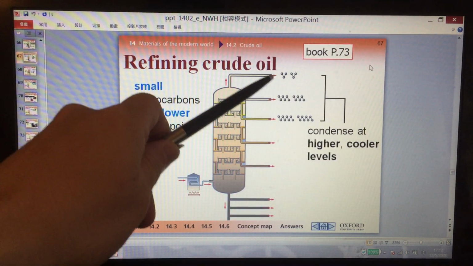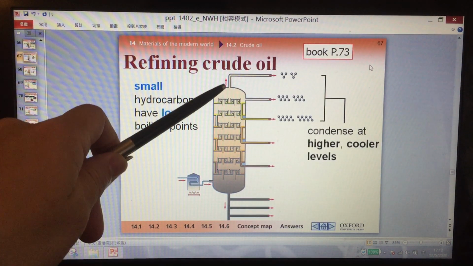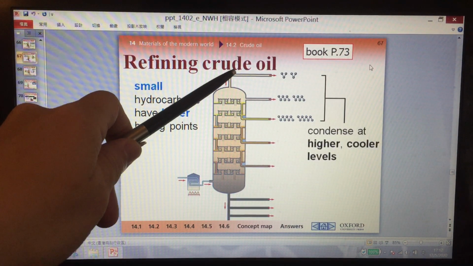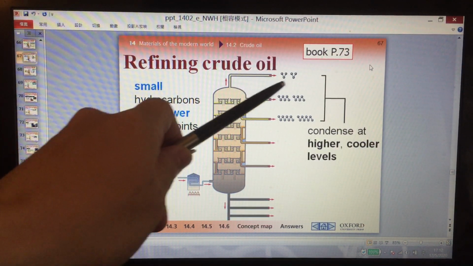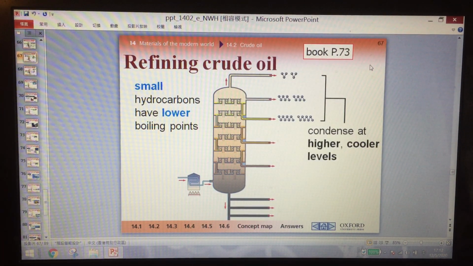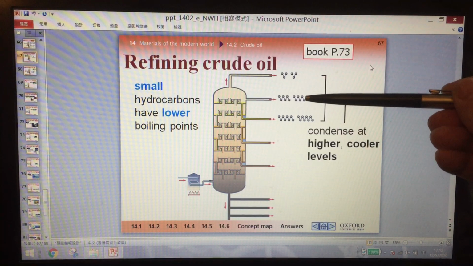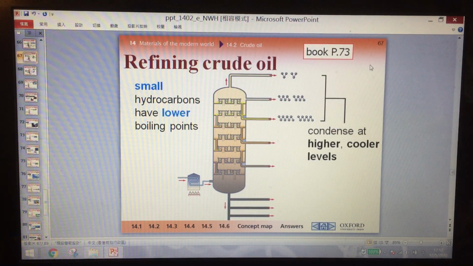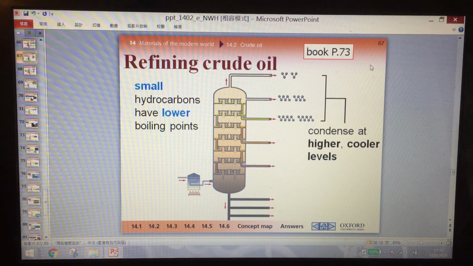But for the very small molecules, they are still vapor and then they will collect at the top of the tower. Okay, they are still gas. And then you will see that different size molecules will collect at different heights of the tower.